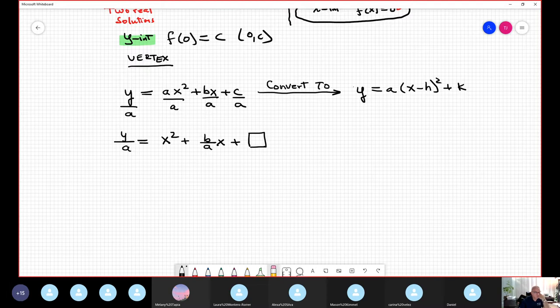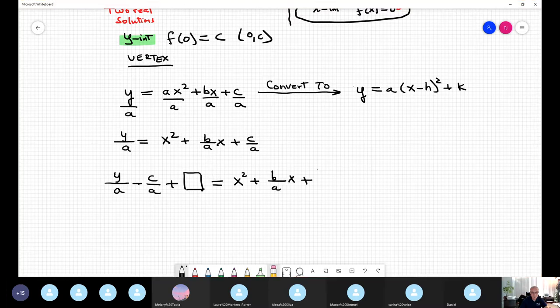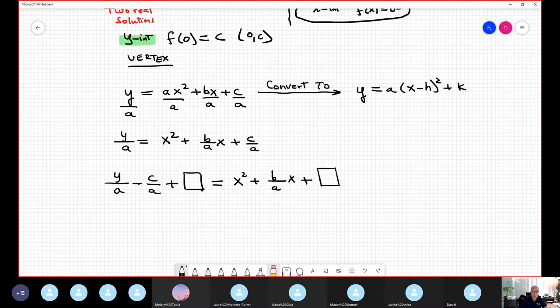Well, I propose you, let's do it step by step. This is c over a. Okay, now I move c over a to the left, and you put a box. This box is the number that we need to complete the square. This is an equal sign, sorry. And on the right hand side take x squared plus b over a x plus box. And remember, this is the magic number that completes the square.